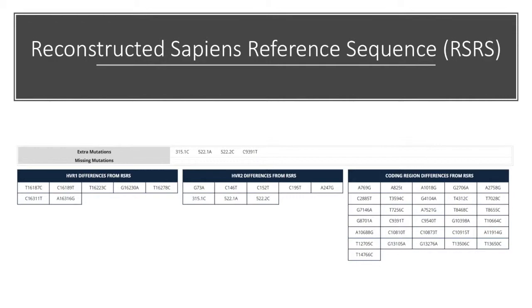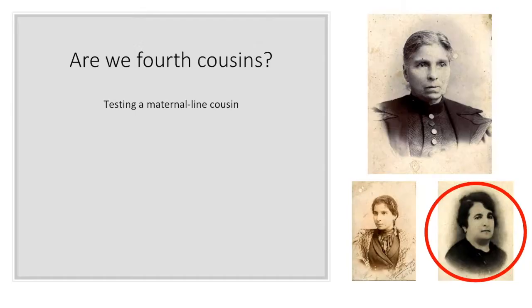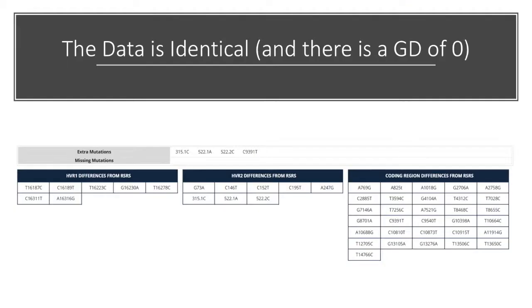This is how we differ in different regions. And what you would be looking for if you were testing a relative who you should share a direct maternal line ancestor with is that you would both differ from this standard sequence in the same way. So I've got this fourth cousin descended from my great-great-great-grandmother Maria, from a different ancestor to Mercedes. And we don't share any autosomal DNA, but what we can do is get some supporting evidence that we are related through this ancestor by seeing if our mitochondria matches. And she takes the test and the data is completely identical.